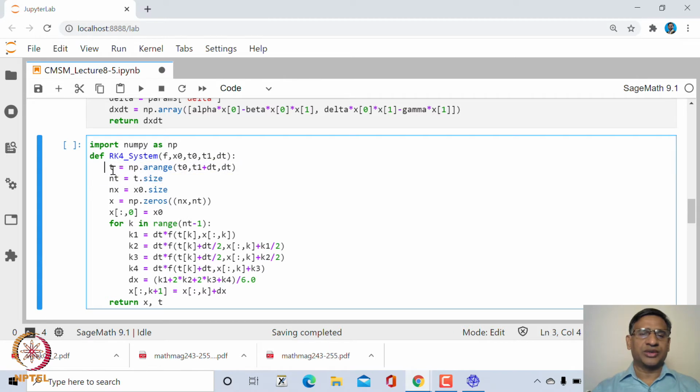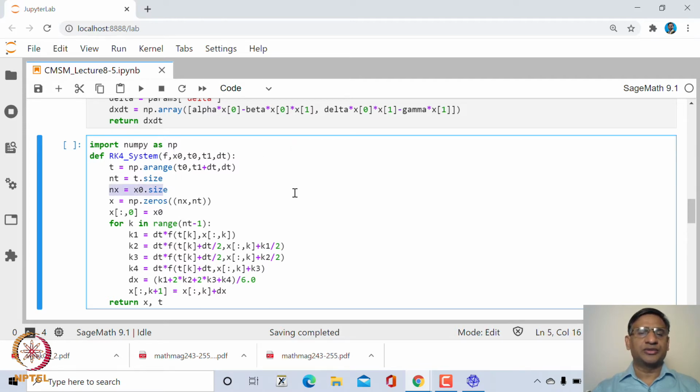So, let us first make t as the array going from t naught to t1 plus dt with step length dt. Here we are taking t1 plus dt because the last end time should also be one at which we want to evaluate x. The number of points or node points in this we will call nt, and nx is the size of x, which is the number of variables.